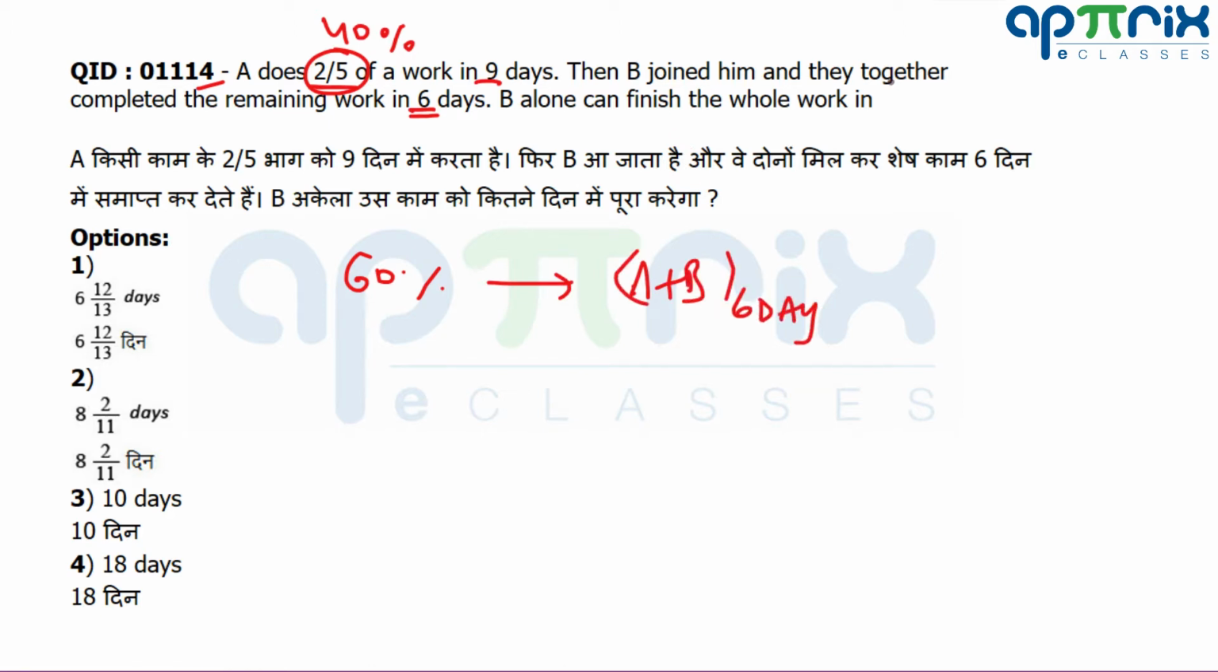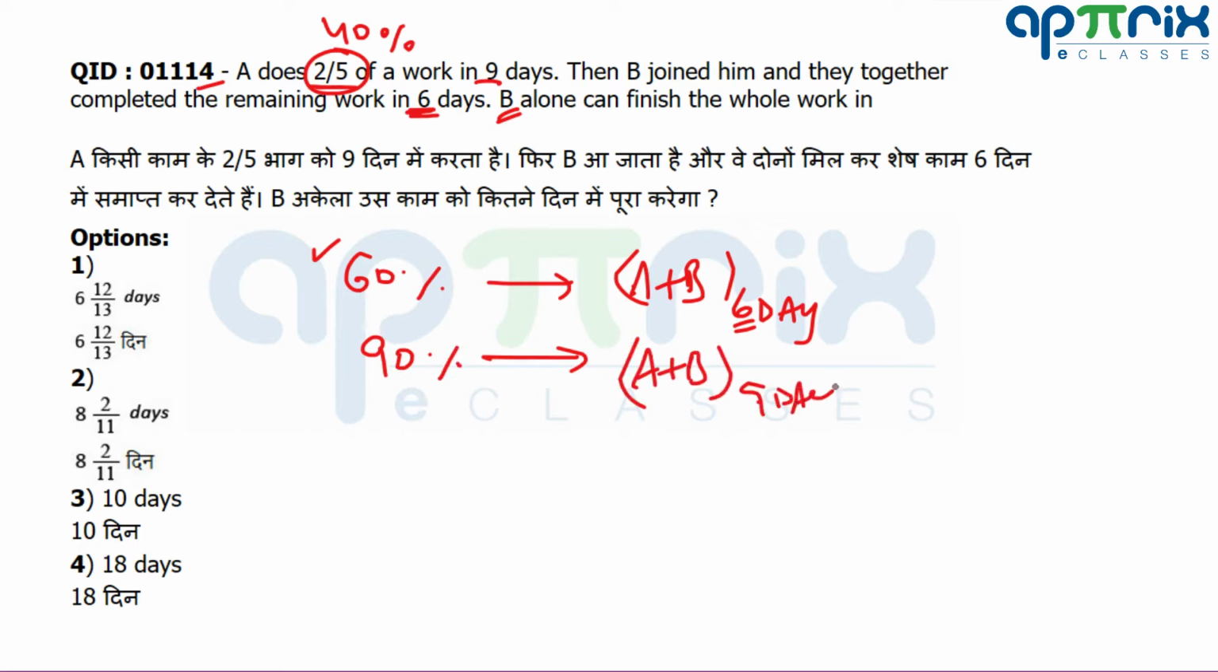When B is joining him, they worked together and completed the remaining work in 6 days. Remaining work will be 60%. That is the benefit of percentage, right? Once you identify this is 40%, the remaining work will be 60%. Remaining work is already known. Now from here you have to find how much time B alone will take to complete the work. What I will say, if they do 60% work in 6 days, if they work for 9 days, the 90% work will be done or not?